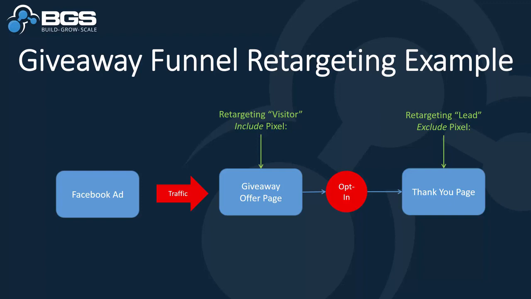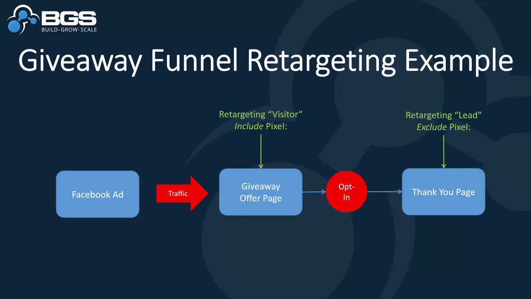So we put the visitor include pixel on the actual giveaway offer page. This tags every single person who lands on this page. And then those who opt in get tagged with the exclude pixel as well. So when you run your giveaway retargeting campaign to get people to opt in, everybody who already opted in will never see the ad because they're on the exclude list for that ad. So this is how simple retargeting works in case of a giveaway.